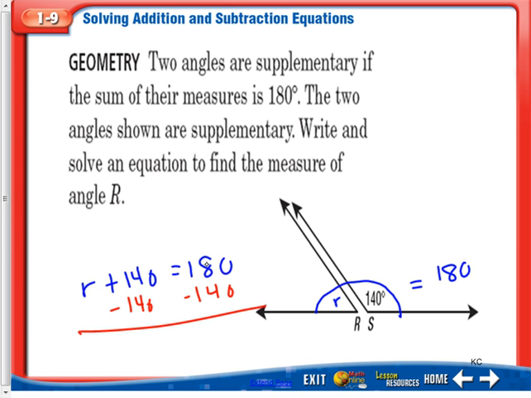It would do us no good if we subtract 180 from both sides, because all we're going to get is R plus a negative number equals 0. So we still don't know what R is. So we need to take everything on the variable side and move it over. This is going to be 0.